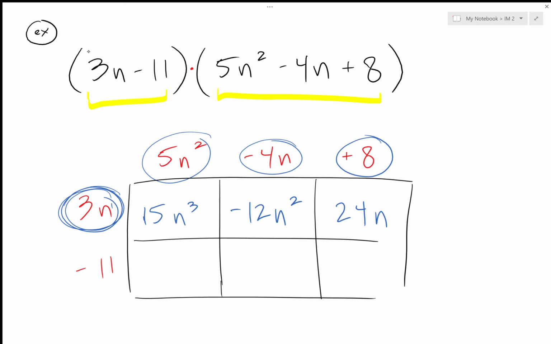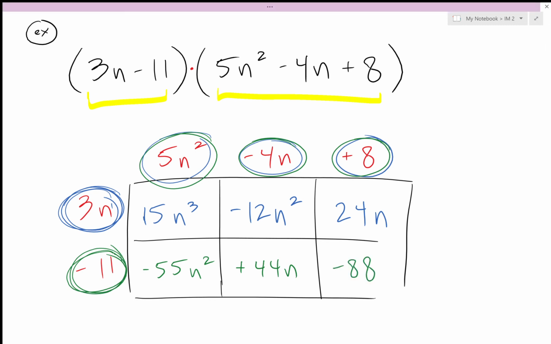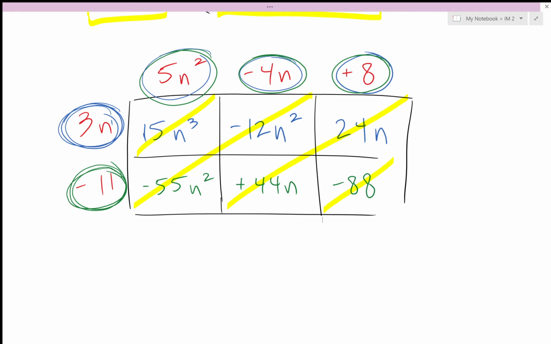Now let's go ahead and quickly take this negative 11 times all of those. So 5n squared times negative 11 is a negative 55n squared. Negative 4n times negative 11 is a positive 44n. And then positive 8 times negative 11 is a negative 88. And remember, the pattern here is all the diagonals go together. So this, these, and this. So the first and the last are really on their own, but then the in-betweens go together. That's just the quick way to remember which like terms go together.